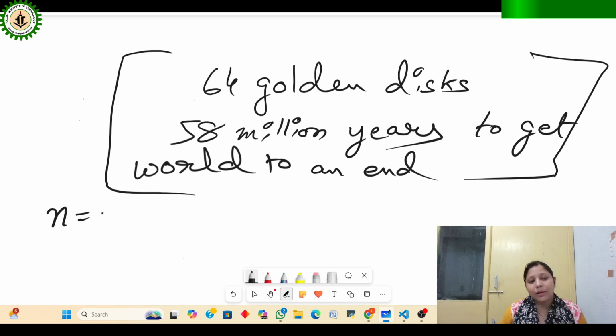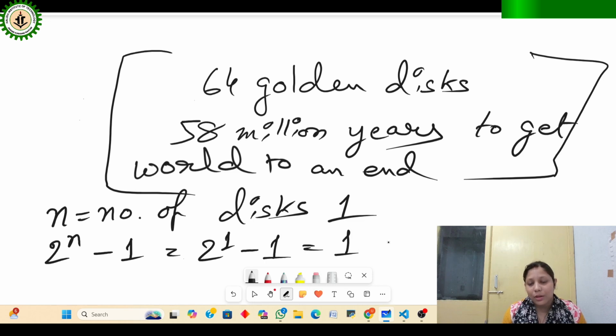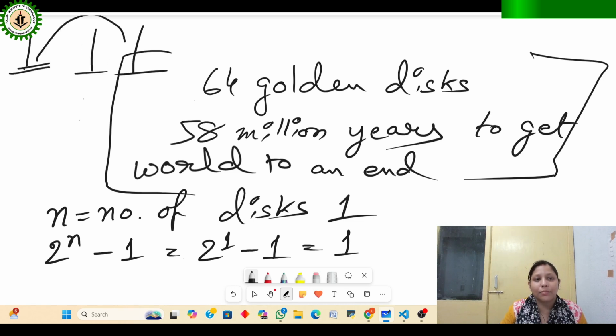Suppose n is the number of disks. And the number of disks is 1. Then the formula is 2 to the power n minus 1. That is 2 to the power 1 is 2, minus 1 is 1. That means it will only have one state, from source to destination. Only one state.